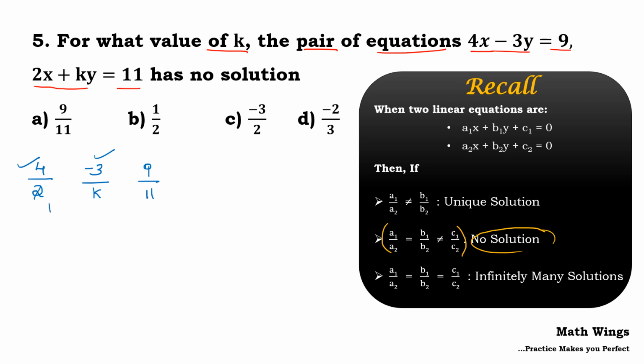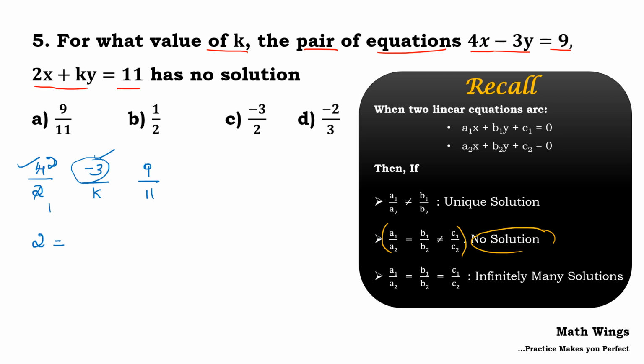So here we have two ones are 2, two twos are 4. Therefore, the second ratio should be equal to the first ratio. Therefore, we can have the lines parallel, which has no solutions. Now we have -3 here, right? So for which value can we get it as equal to 2 here?